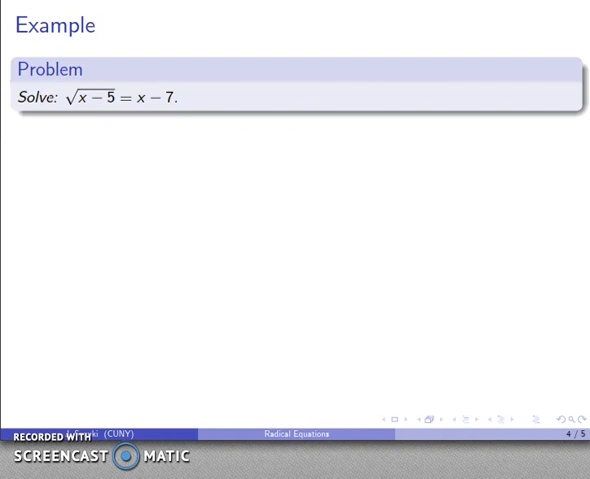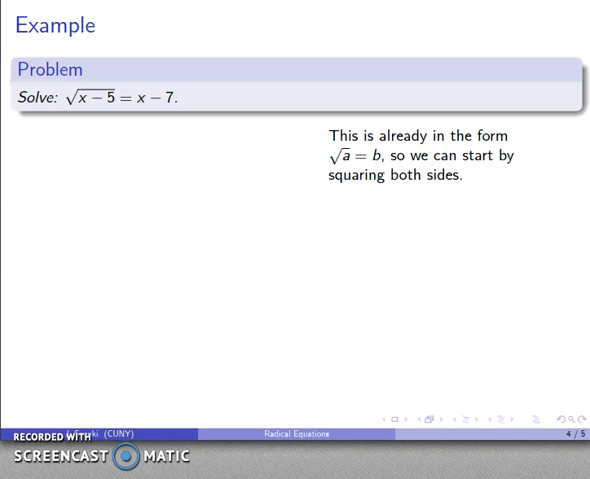For example, let's say I want to solve square root of x minus 5 equals x minus 7. The first thing I want to do is get my equation in the form square root equals. Well, I have it: square root equals stuff. So this is already in the form I want. Now I can square both sides, and that will get rid of the square root on the left-hand side. On the right-hand side, I have x minus 7 squared. I'll expand that out.